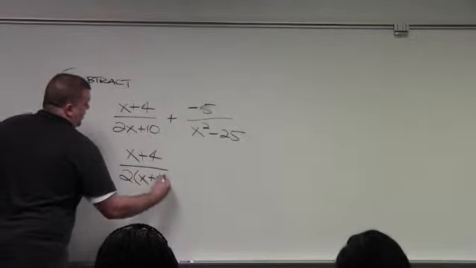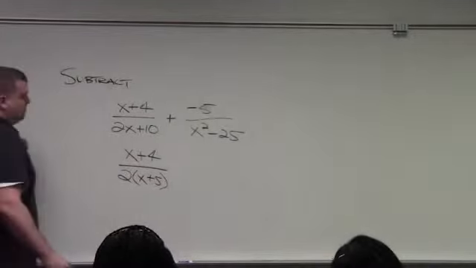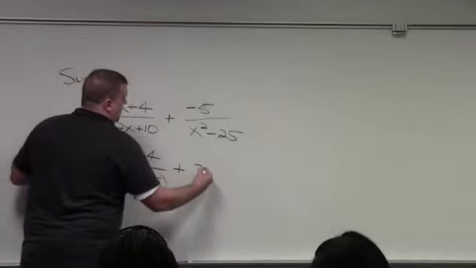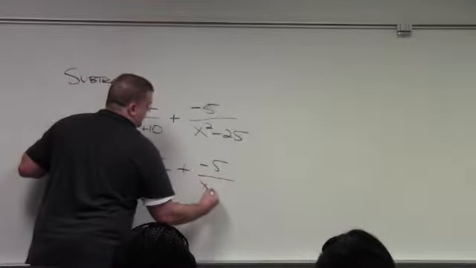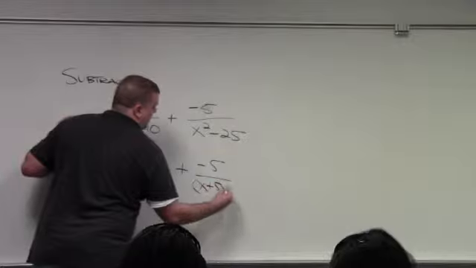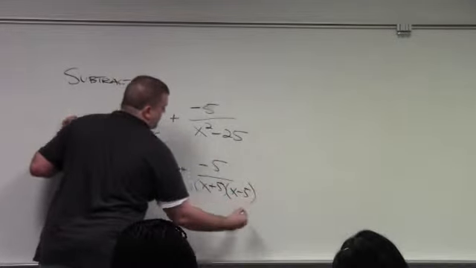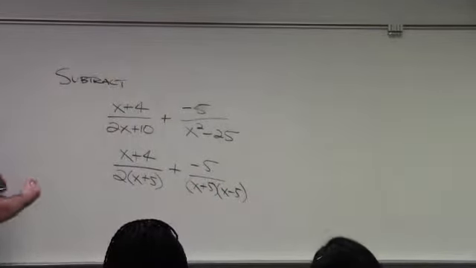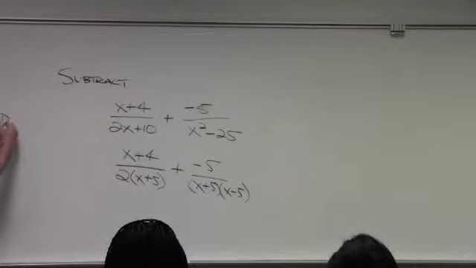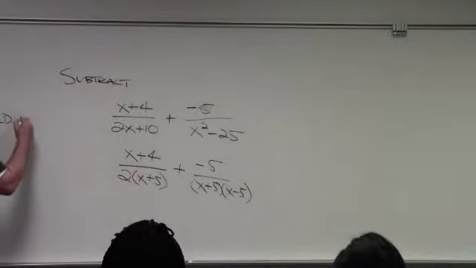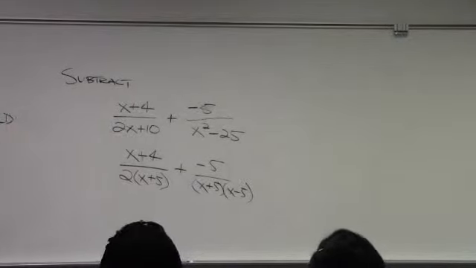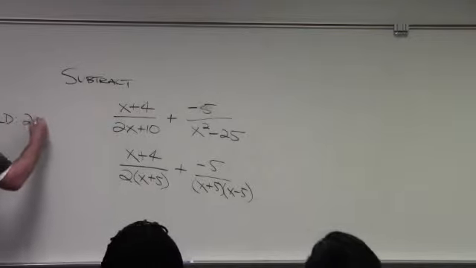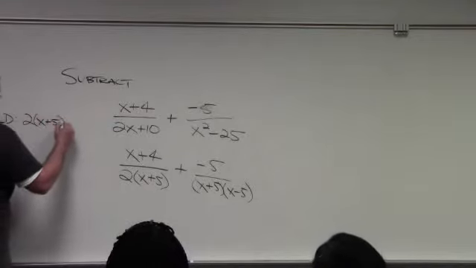So we can take a 2 out of that one, right? x plus 5. Plus. That's the difference of squares. So x plus 5, x minus 5. So off to the side here, I put my LCD. Any guesses on what that might be? 2, x plus 5, and x minus 5. Very good.